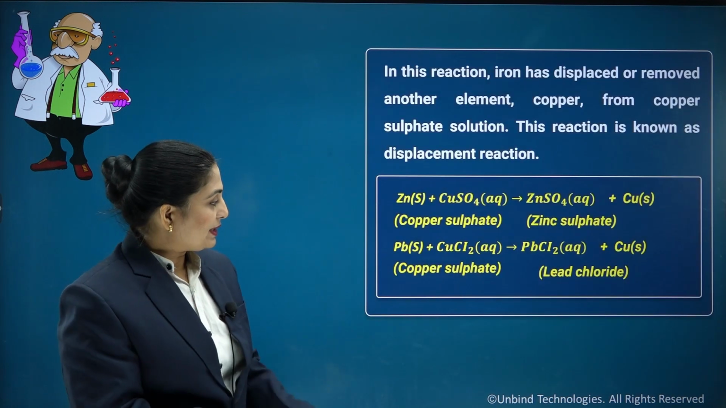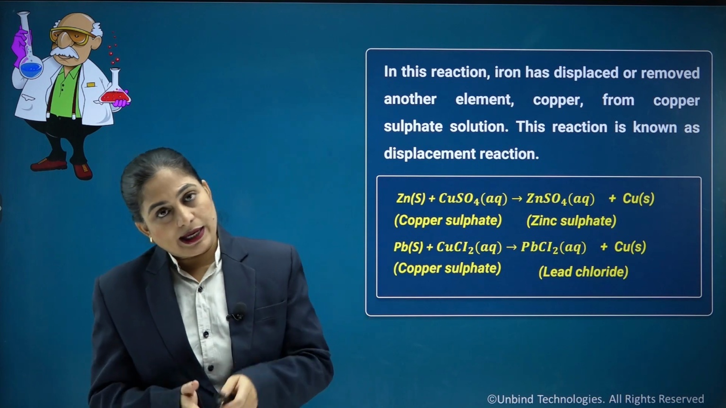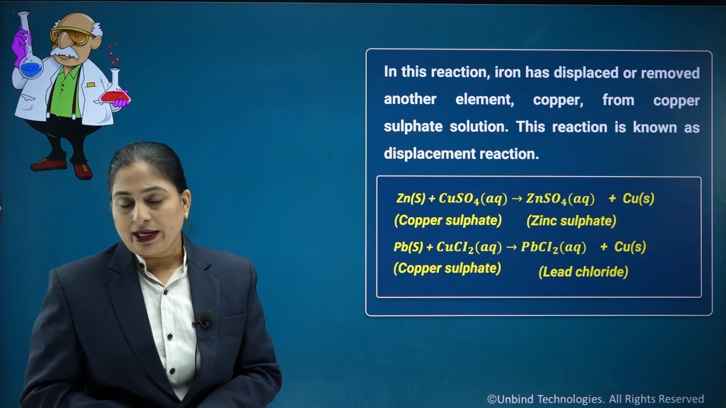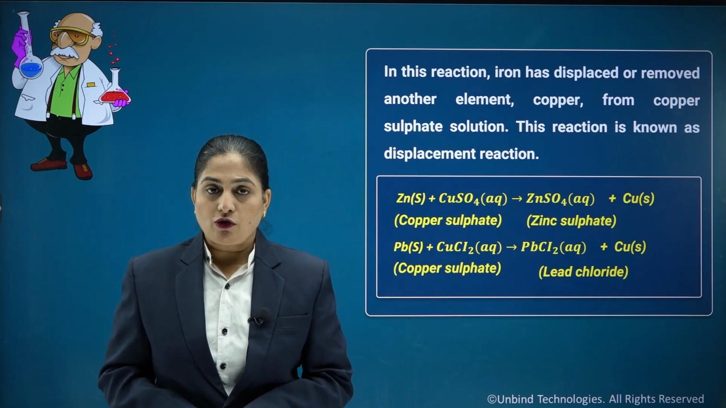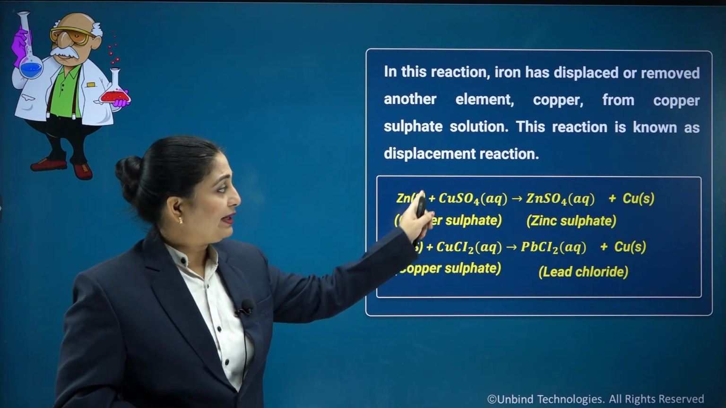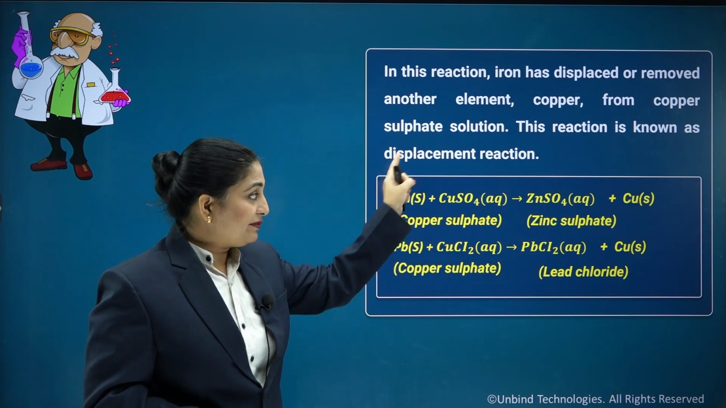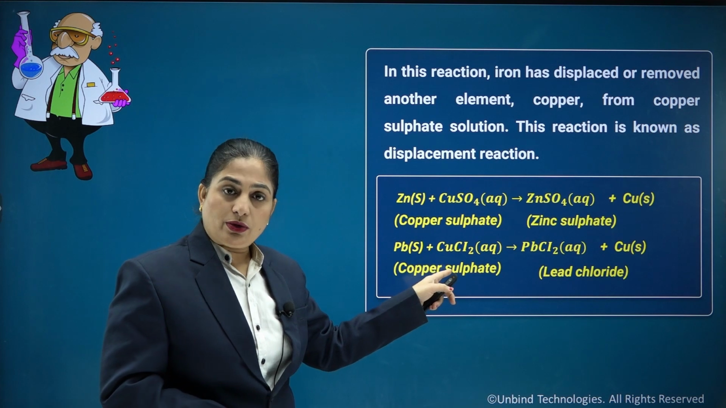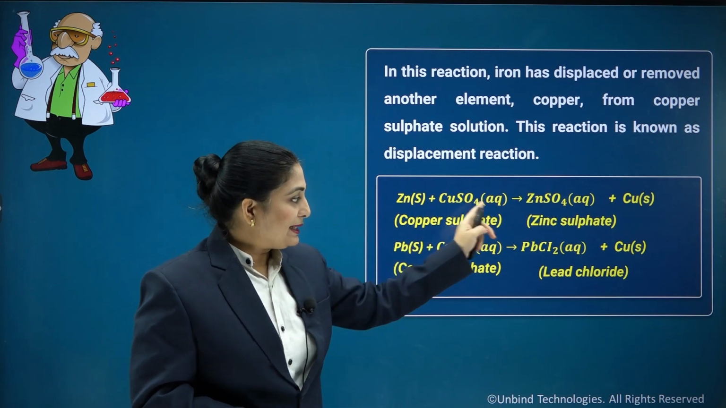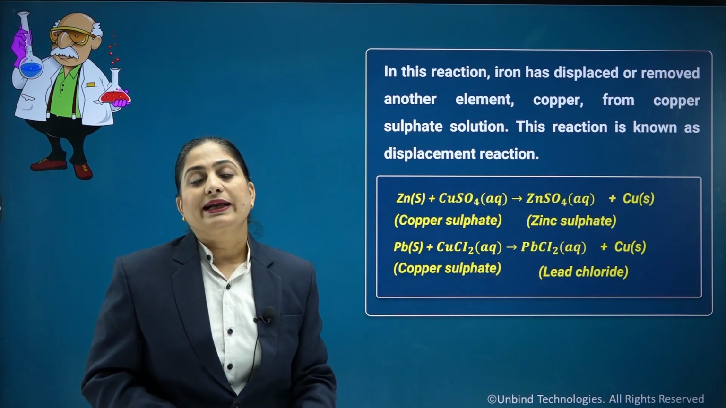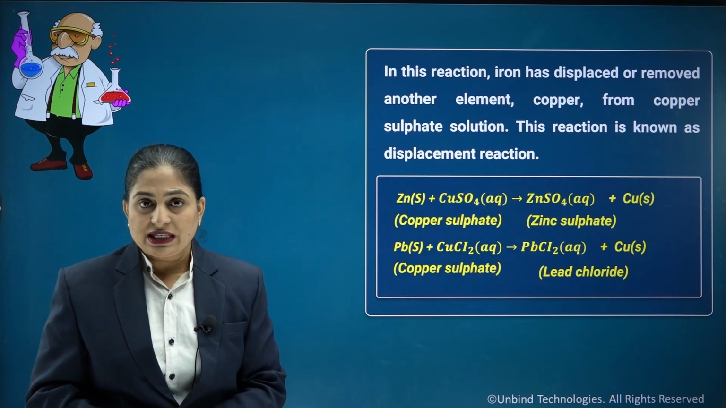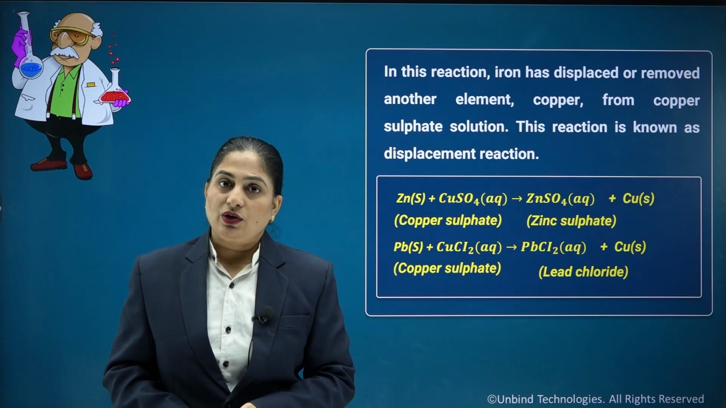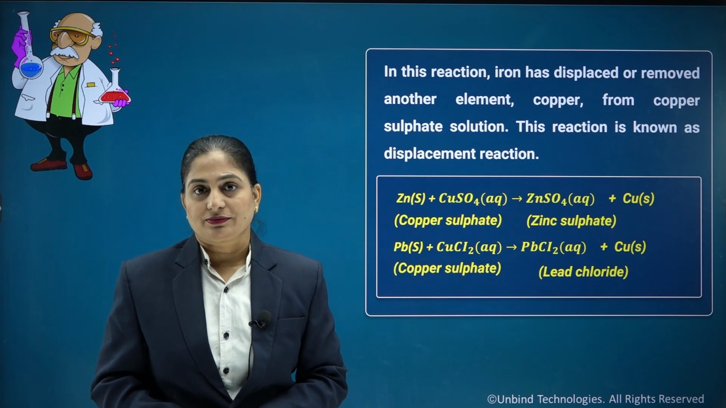So in this reaction we observe that iron displaces the element copper, and copper starts depositing. So we have a new solution, that is iron sulfate, along with the formation of copper. Similarly, in some other reactions, zinc reacting with copper sulfate, zinc, which is more reactive, displaces copper from copper sulfate to form zinc sulfate. Lead reacting with copper chloride, lead is more reactive than copper and displaces copper and takes its place, and we get lead chloride. So in these reactions we observe that one metal displaces another metal and takes its place. We call such a reaction a displacement reaction.